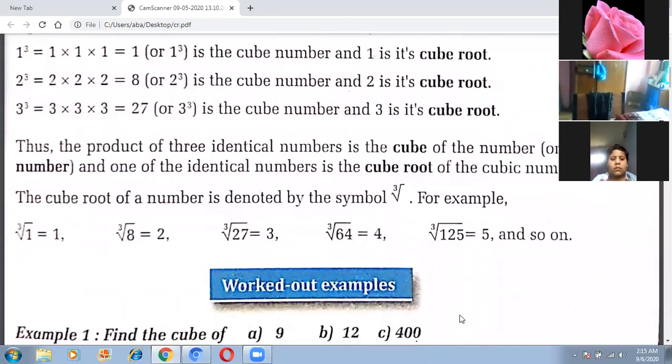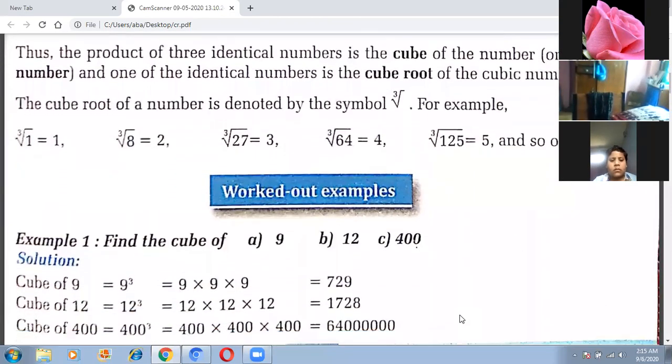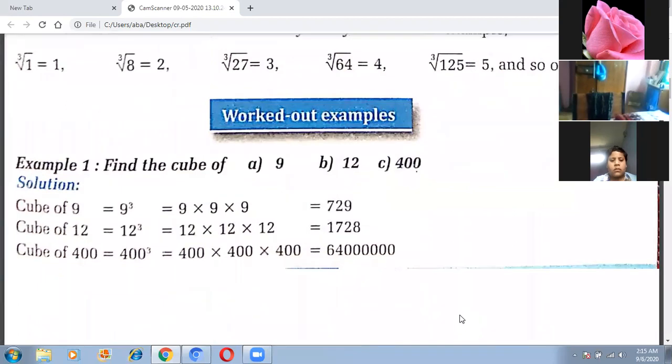Now, how can you find the cube of a given number? Let's see an example. Find the cube of 9. Cube of 9 equals 9 cube. 9 is multiplied 3 times. 9 into 9 into 9 is 729. Cube of 12 equals 12 cube, which means 12 into 12 into 12, 1728.